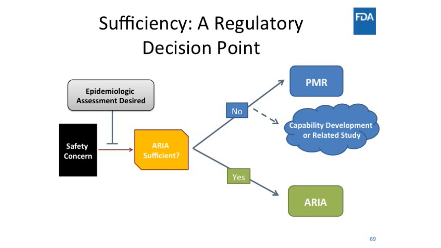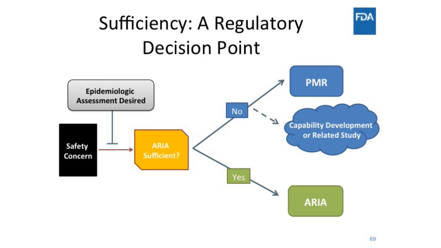So how does this work? Again, at a very high level from a process point of view. If a safety concern is raised and a determination is made by an FDA review team that an epidemiological assessment is desired, then we have a series of meetings where we ask the question, is ARIA sufficient?